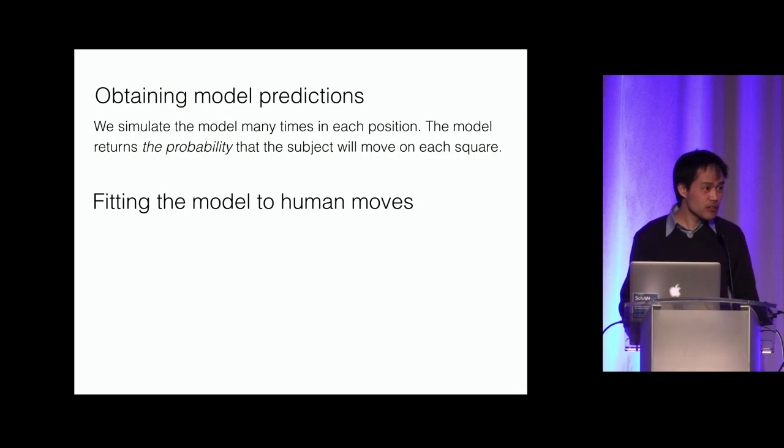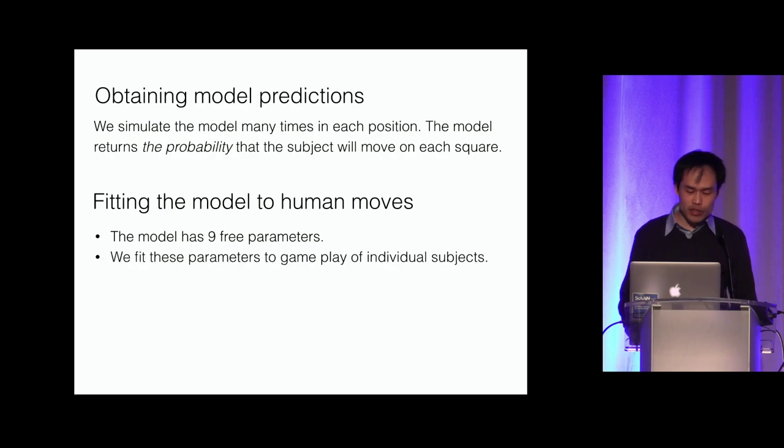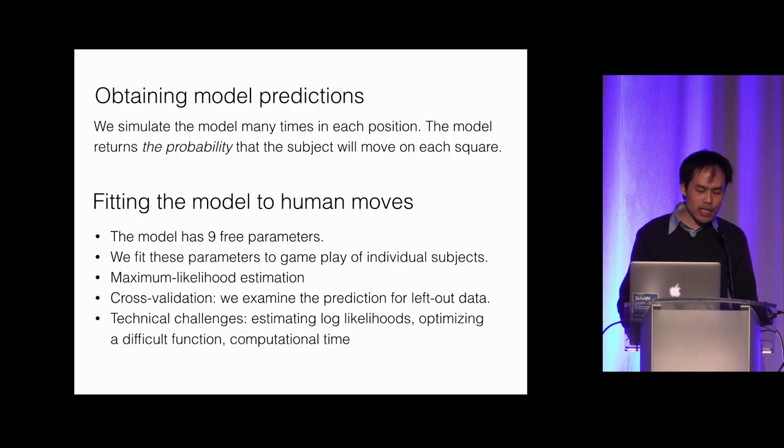Now, fitting this model to human moves is actually hard. It's not like your typical 2AFC task. The model has 9 free parameters, and we fit the parameters to gameplay of individual subjects using maximum likelihood estimation. One of the difficulties is that we have to obtain the model predictions using simulation, and another is that we have so many options in each position that sometimes it's really hard to establish the log likelihood of the subject's move. We cross-validate everything.